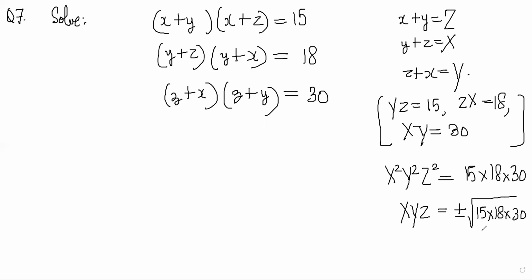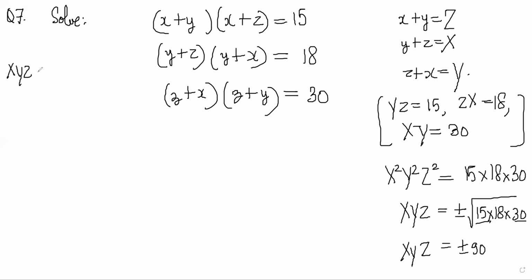Now what is the root of this? This will be 15 into 30. Okay, so 5 into 3 into 5 into 6 into 6 into 3. Okay, so it will become 5 into 6 into 3, plus minus 90. XYZ is coming out to be plus minus 90. So let's do 2 cases.